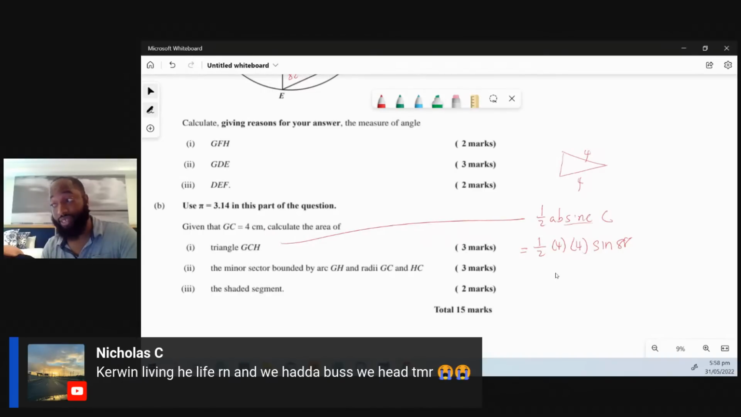7.99. Yeah, it's 8. 8.00. 8.00 cm, to actually 3 significant figures.